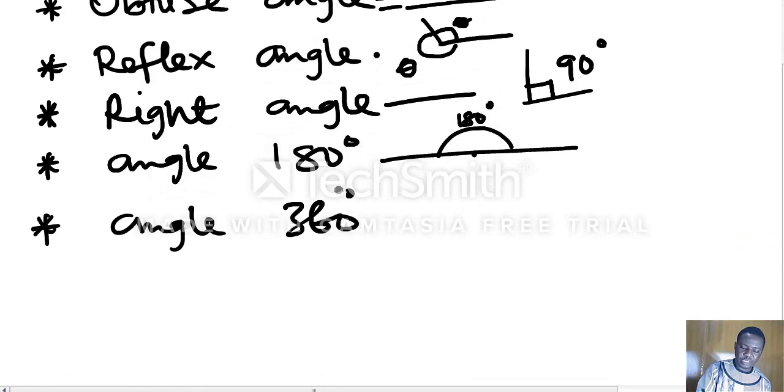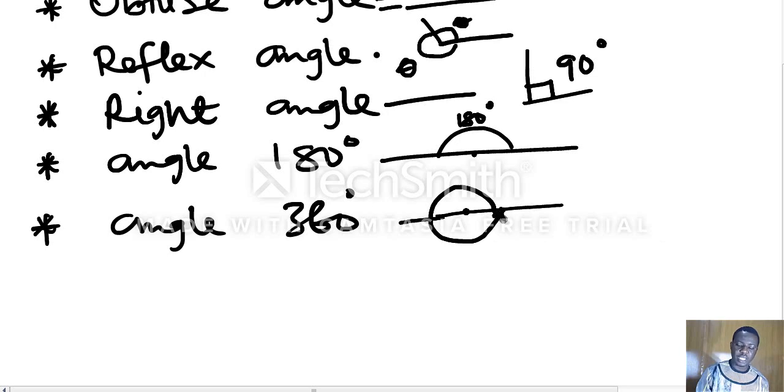Angle 360 degrees can be said to be angle at a point, which is the distance around the circle. So this can be said to be a 360 degrees angle.